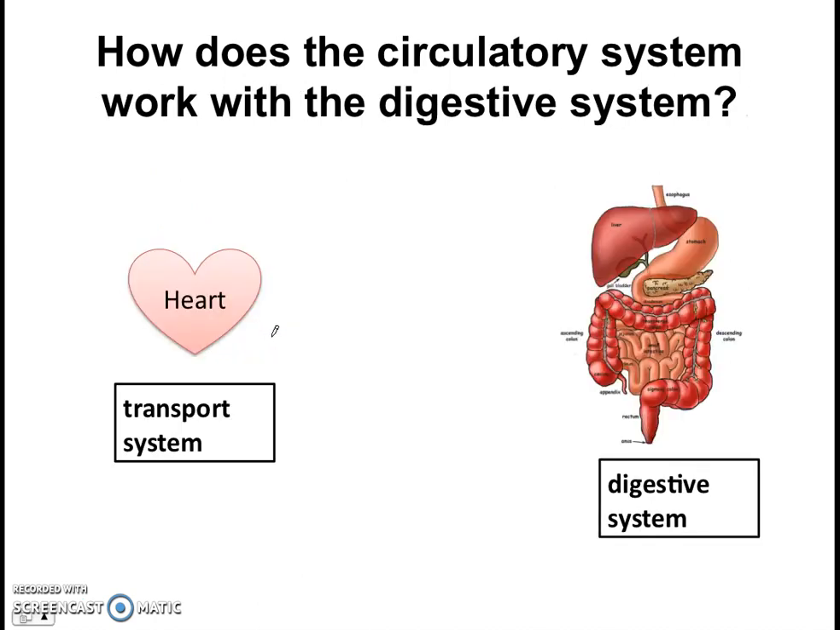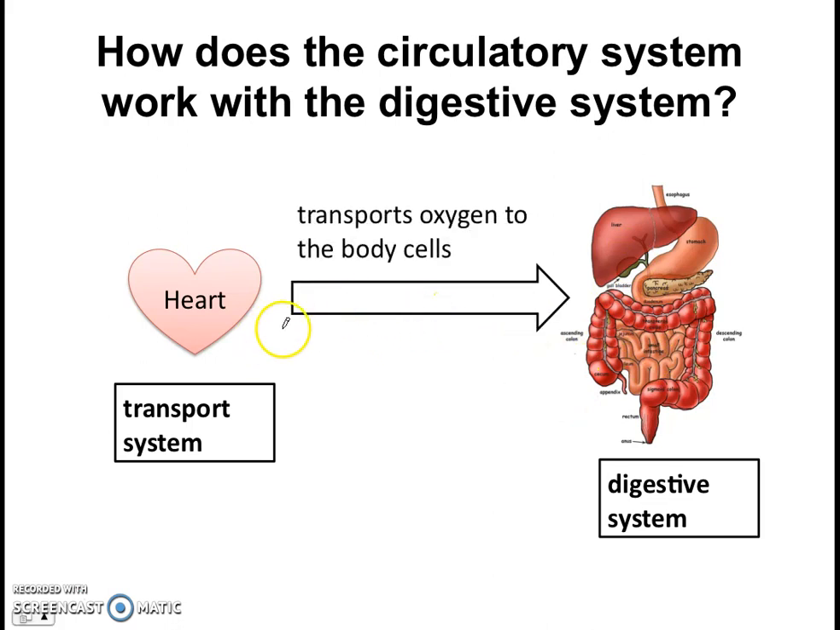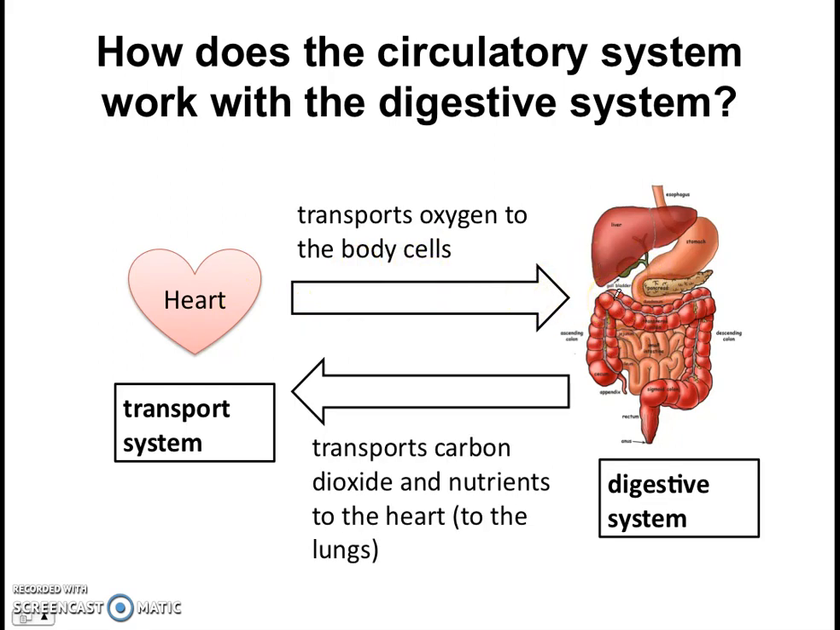Now, how about the digestive system? How does the circulatory system work with the digestive system? What kind of substances does the transport system help to transport, which has to do with the digestive system? Well, as we shall see, firstly, the digestive system needs oxygen, right? It needs oxygen to do all its digesting work. So the heart transports oxygen to the digestive system as well, so that they have oxygen to do work. And the digestive system produces a lot of carbon dioxide, which needs to go back to the heart, which needs to go back to the lungs to be removed.